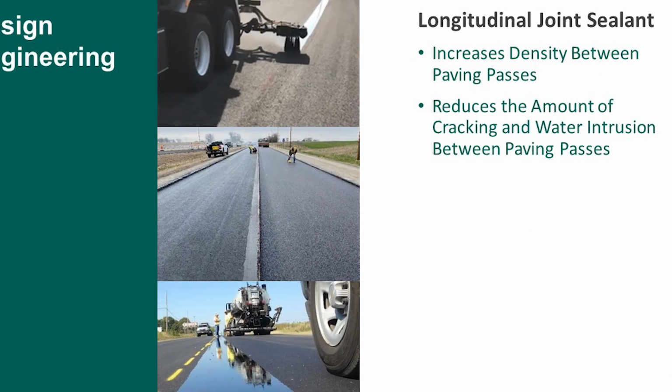Longitudinal joint sealant is something that's newer, but on most projects it's actually an IDOT standard now. It increases the density between paving passes. Wherever your paving joint is going to be, you put that down on the binder before you pave the surface. It helps to prevent water from seeping down, because that first crack down the middle is usually the first crack you see. It increases the density of the pavement there and prevents the water from getting down deeper into the binder and then eventually into your base.